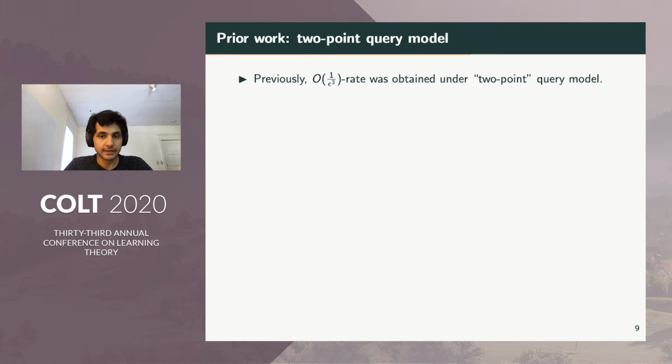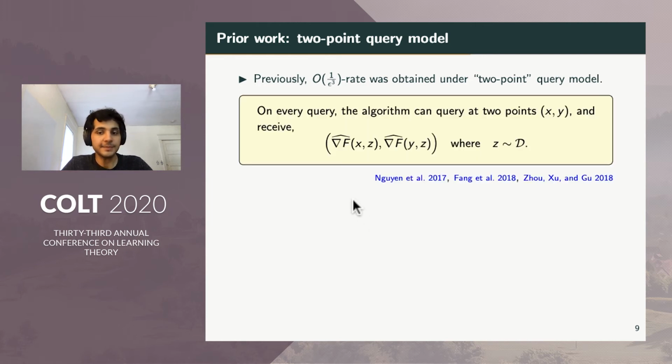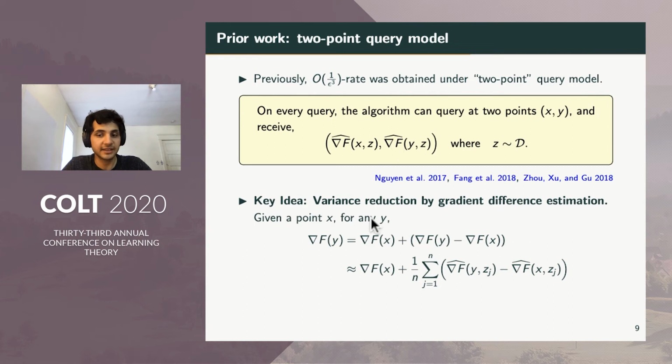Previously, such rates were obtained under the two-point query model. In this model, the optimization algorithm can query at 2 points simultaneously and get a stochastic gradient at each of them for the same draw of the random variable z. This is, of course, not the case in the fully stochastic setting that we operate in. However, the key idea in these works is to reduce the variance by estimating the difference of gradients.